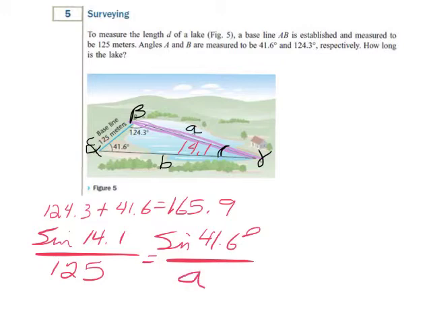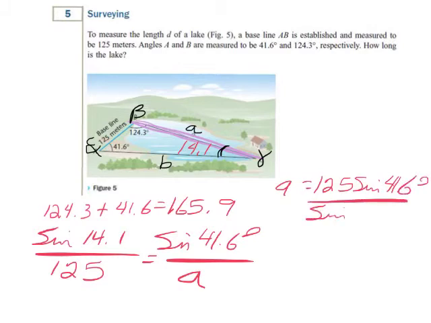And my A is what I was looking for. So I've got that A is equal to 125 sine of 41.6, all over the sine of 14.1. And what I should get is it is 341 meters across.